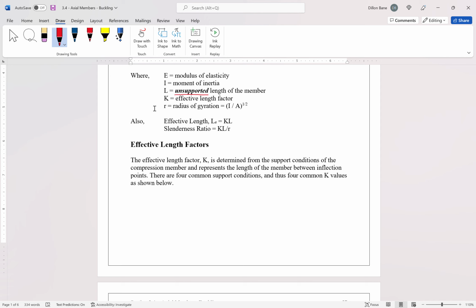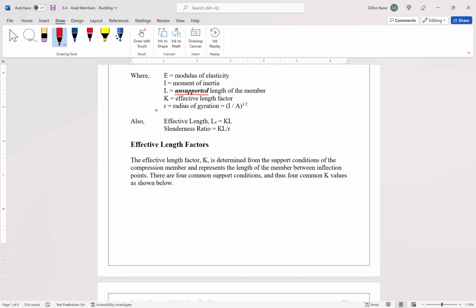Is this column pinned at the top and pinned at the bottom? Or is this column more like a cantilever column, and it's got a fixed base and it's not supported at the top? You know, think of a stop sign on the side of the road, right? That post gets driven into the ground and it's fixed at the ground, and there's no support at the top, right? So all these different support conditions for these columns will lead to different K factors. Now there's basically 4 of them that we need to be able to identify, and we'll just start with the first one.